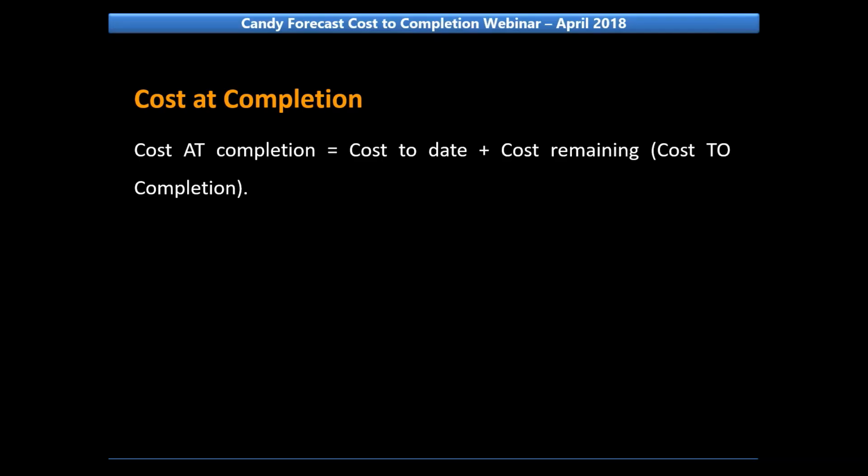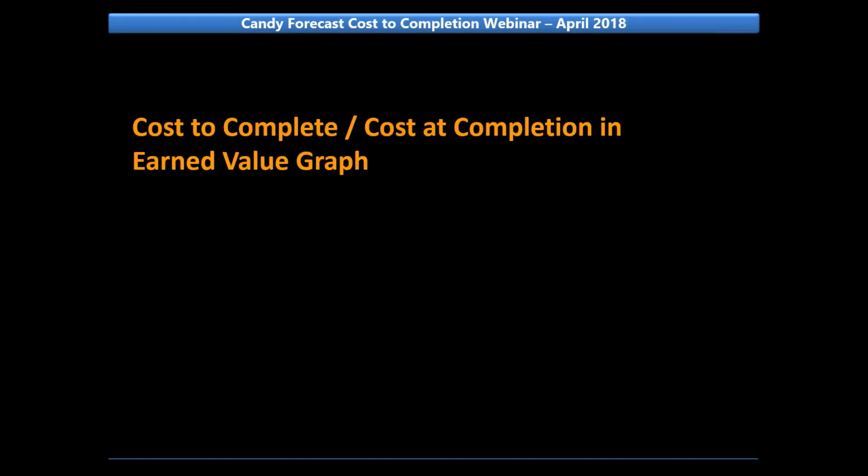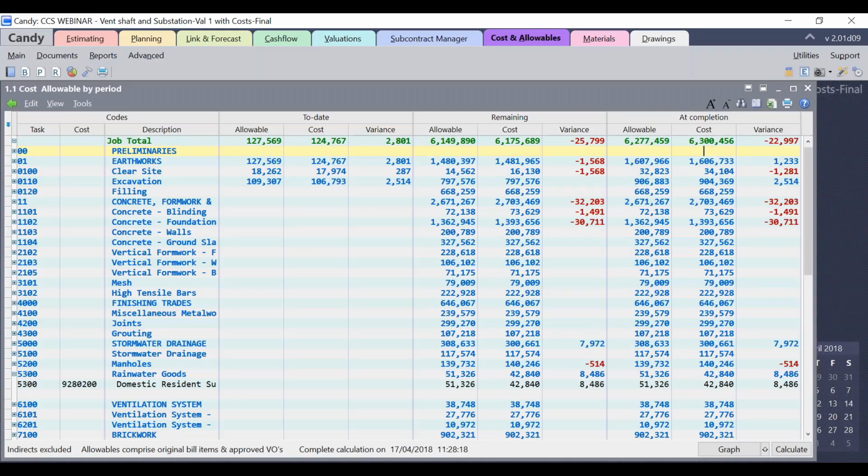Let's go to the next topic, which is cost to complete or cost at completion in the end value graph. The cost at completion and cost remaining can also be plotted in the end value graph in Candy after doing the necessary setup, including the baseline.